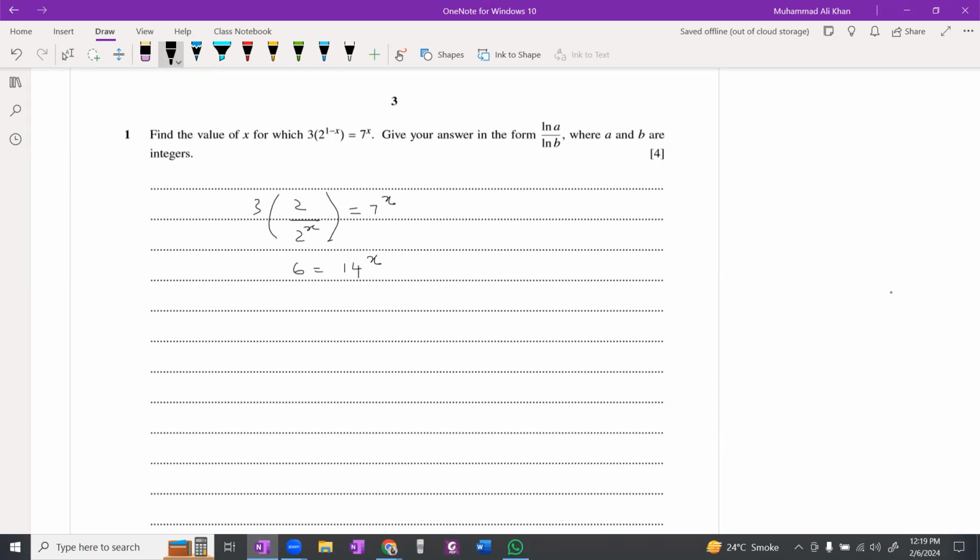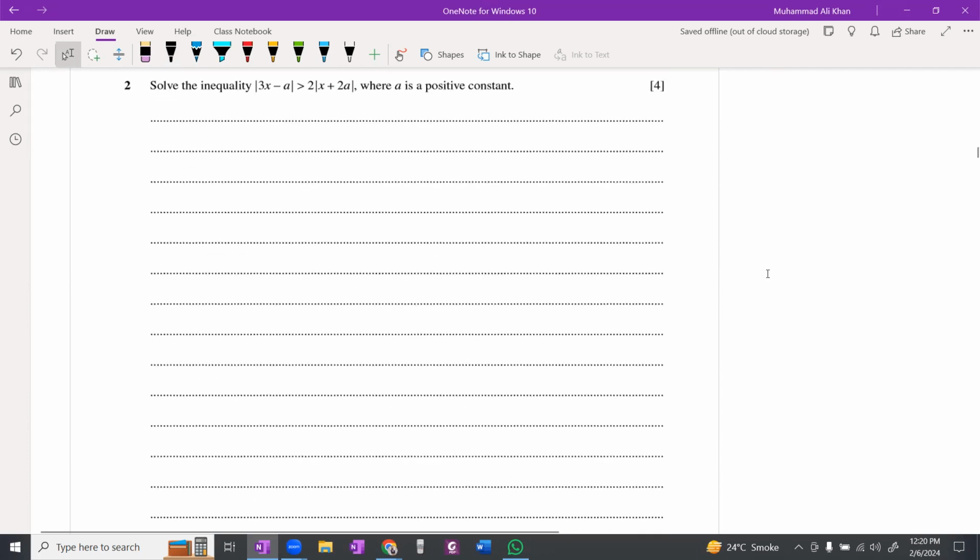Now taking ln on both the sides, so it will be x ln 14 equals to ln 6 and x equals to ln 6 upon ln 14. We have to write the answer in this form. Now you see, it's a question of 4 marks and it is not a difficult part. It is a simple question of log.